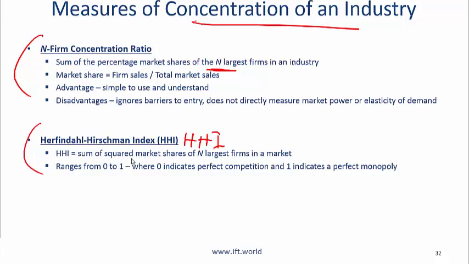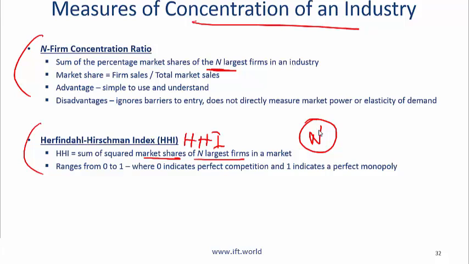HHI is the sum of the squared market shares of the N largest firms in the market. And here again, when you are given an HHI, you will be told that this is HHI for 5 firms or 10 firms or 8 firms. So for every firm, you take a market share in decimal and square it, and then add the squared numbers for whatever number of firms you have.